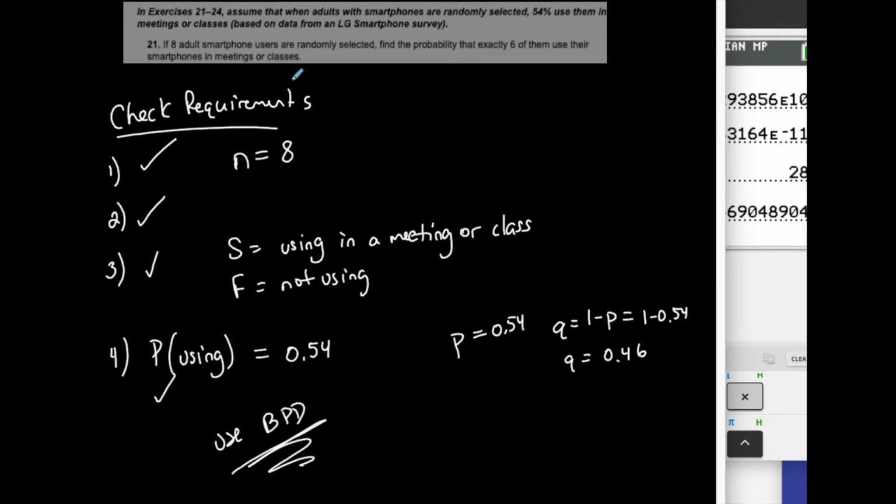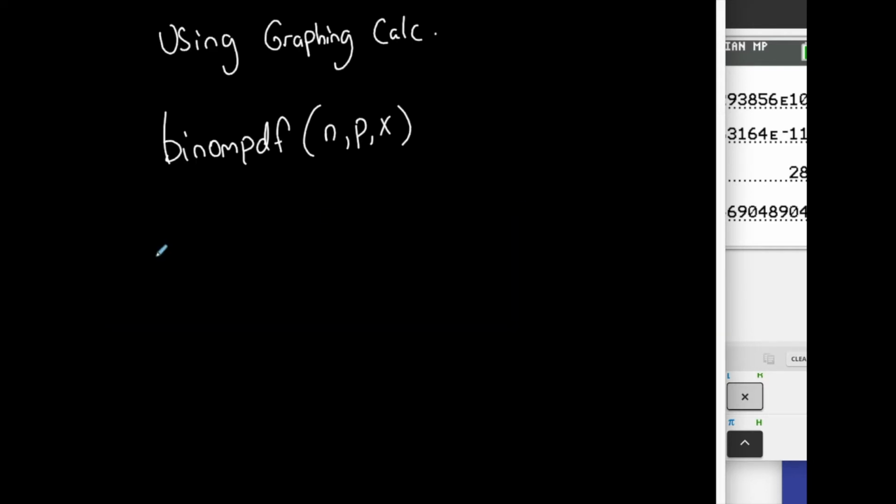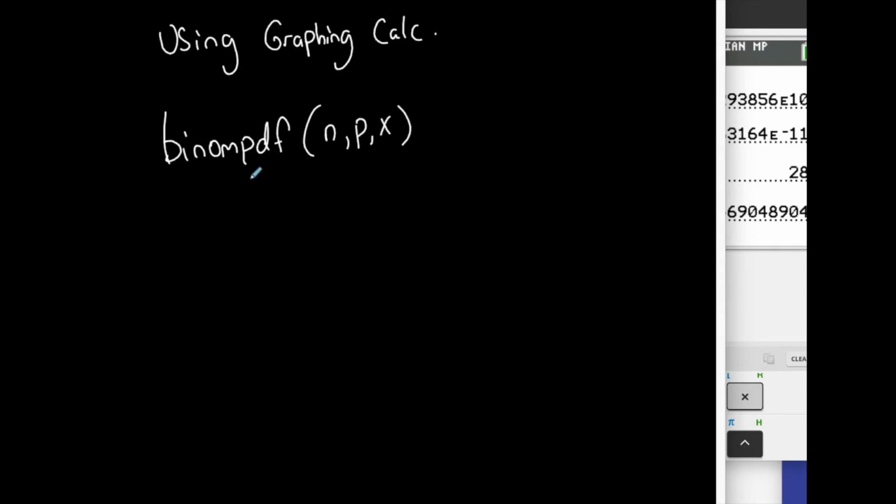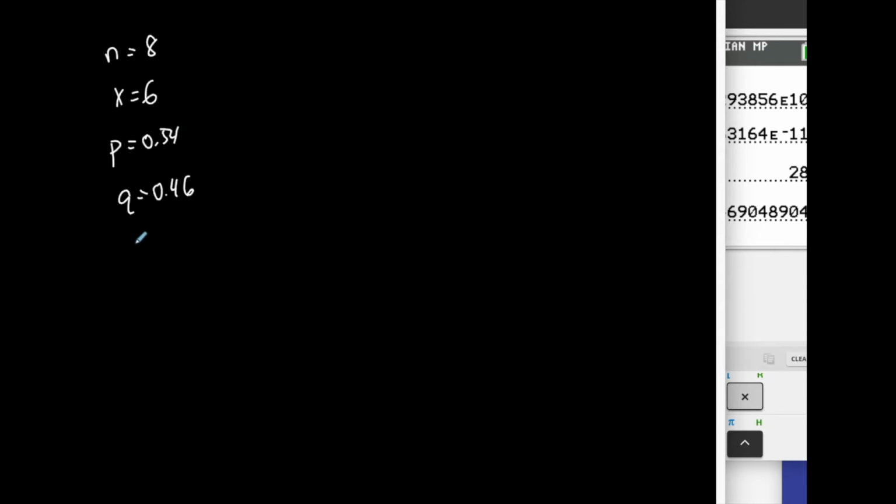Now, we already determined it was a binomial situation, and we already determined the probability using the formula. So 0.147, right? We defined n was 8, the total number of trials, x was 6, the number of successes for this particular case. The probability of success per user is 0.54, and then q is always 1 minus p because it's the probability of failure, so we got 0.46. So I have all those scenarios.